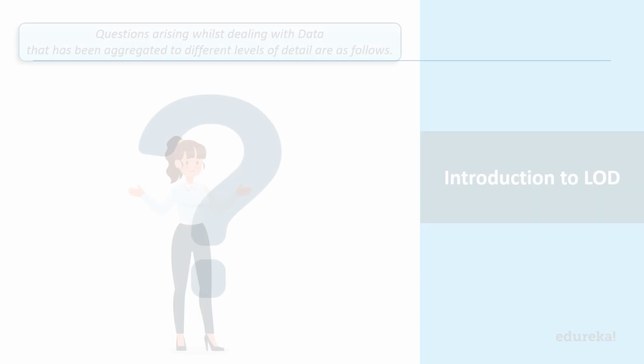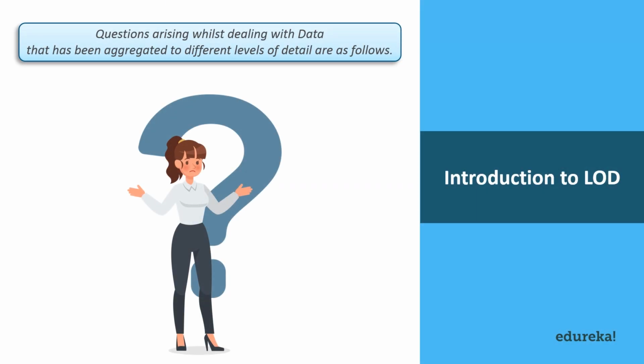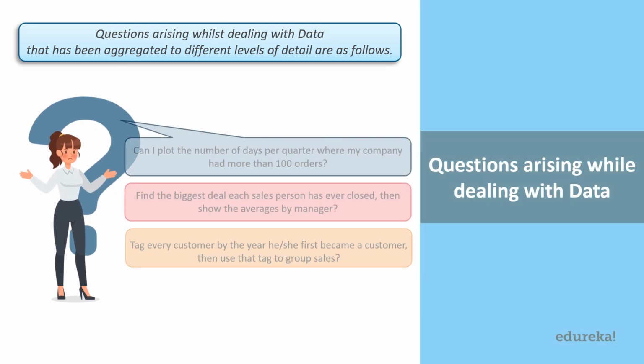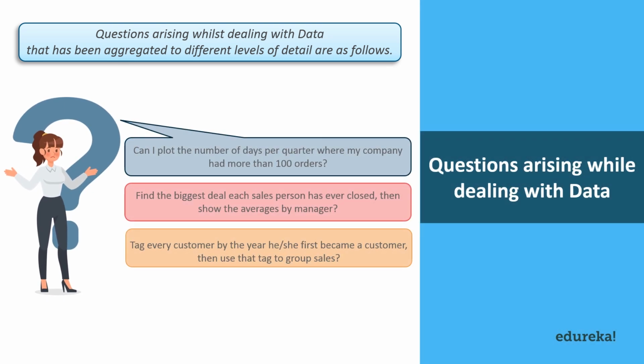Now there are a few questions which always arise while dealing with data that has been aggregated to intricate levels of detail. And these questions are often simple to ask but really hard to answer. They sound something like, can I plot the number of days per quarter where my company had more than 100 orders? How can I find the biggest deal each salesperson has ever closed, then show the averages by manager? How can I tag every customer by the year he or she first became a customer and then use that tag to group the sales?